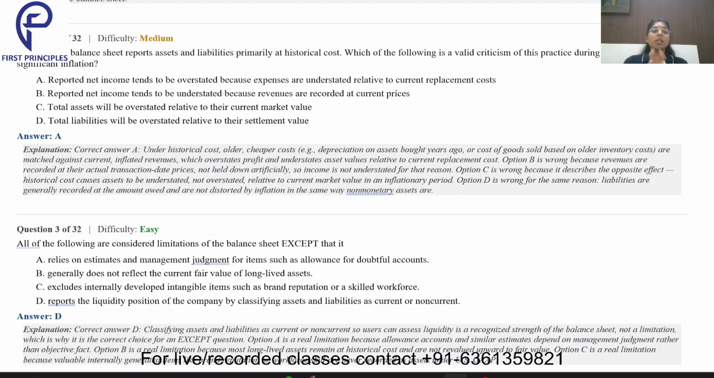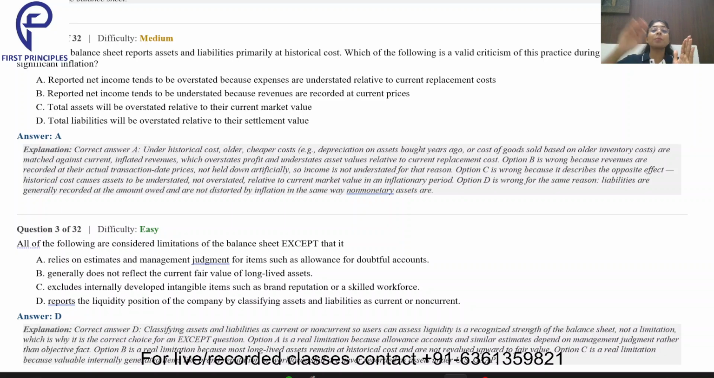Coming to option C, total assets will be overstated relative to their current market value. What does that mean? It says that as assets are recorded at historical cost, during inflation, total assets will be overstated relative to their current market value. Is this correct? No. Why?